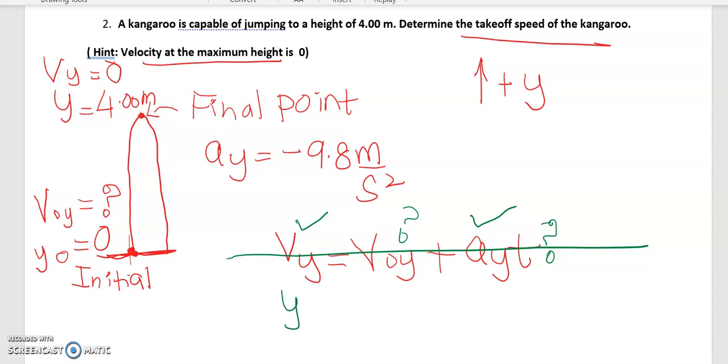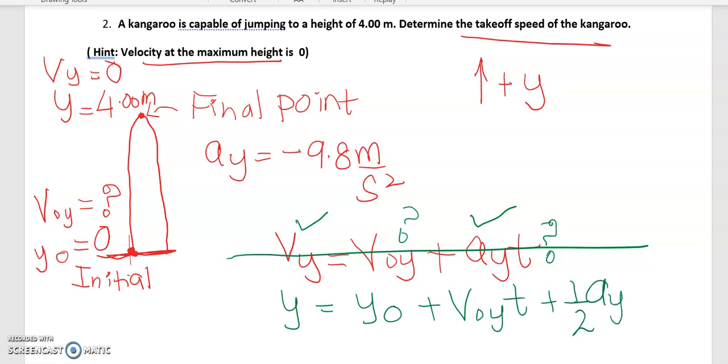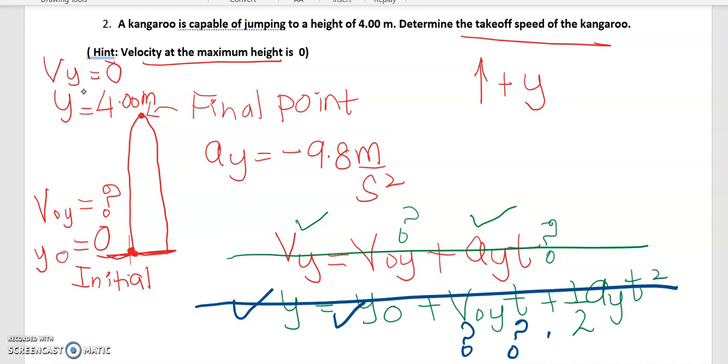And then I'm going to write down the second equation. And in this equation, I'm going to do the same thing, put a tick mark for the ones that I know, and a question mark for the ones I don't know. I know the final y position, 4 meters. I know the initial y position, 0. I don't know the initial velocity. And I also don't know the time. So I'm not even going to bother about the remaining terms because I have 2 unknowns. It's not going to help me. I'm going to cross it out.